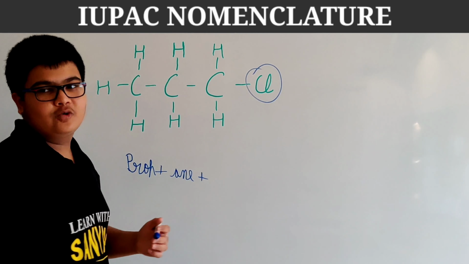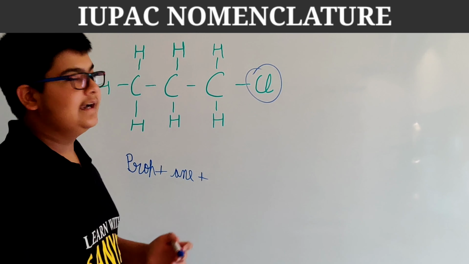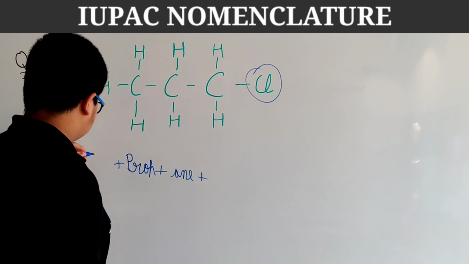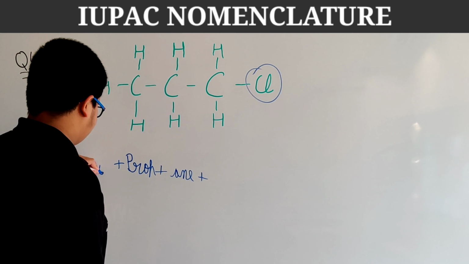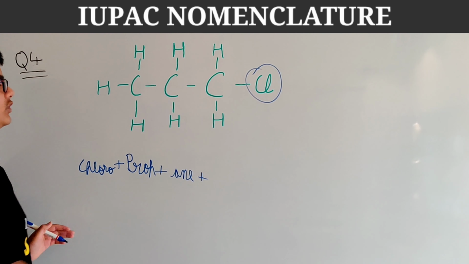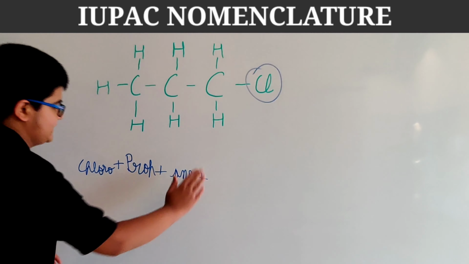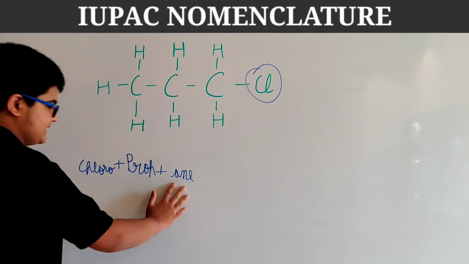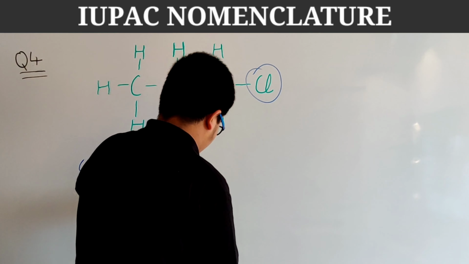As I have told you before, for halogens we add a prefix instead of a suffix. So at the start of the name, the word chloro will be added. This prefix chloro will be added to show that the Cl functional group is present. So the final name becomes chloro plus prop plus ane, that is chloropropane.